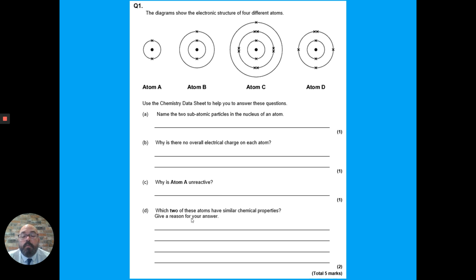Now, straight away, when we looked at the periodic table and we talked about groups earlier in the presentation, atoms in the same group or elements in the same group have similar chemical properties and the same number of electrons in their outer shell. I'm drawn to atom B and C, because we can see here atom B has 1 electron in its outer shell, and atom C also has 1 electron in its outer shell. So that tells me they're going to be in the same group.